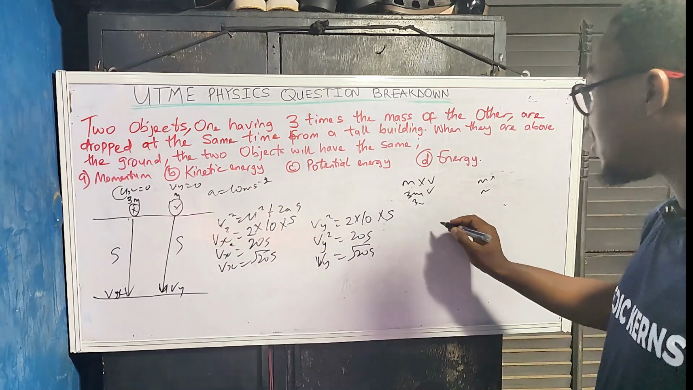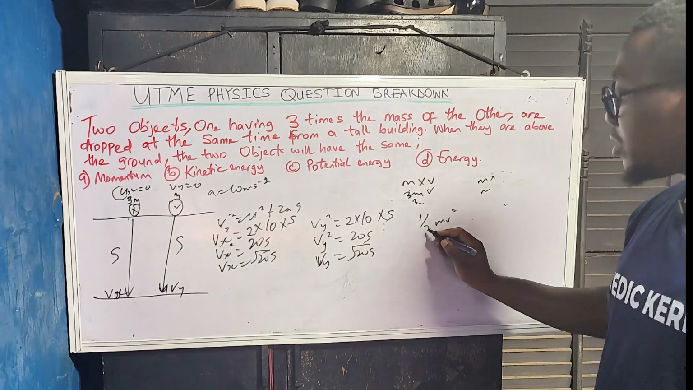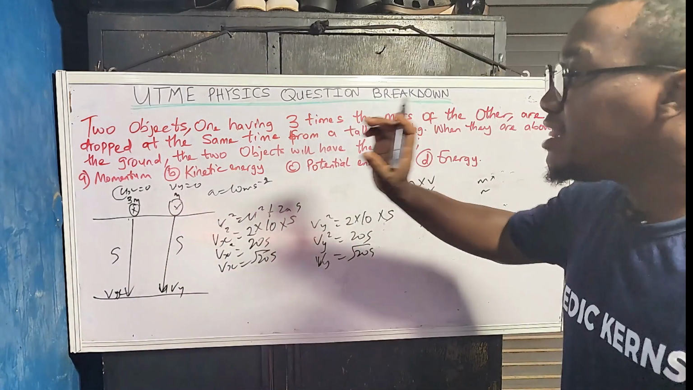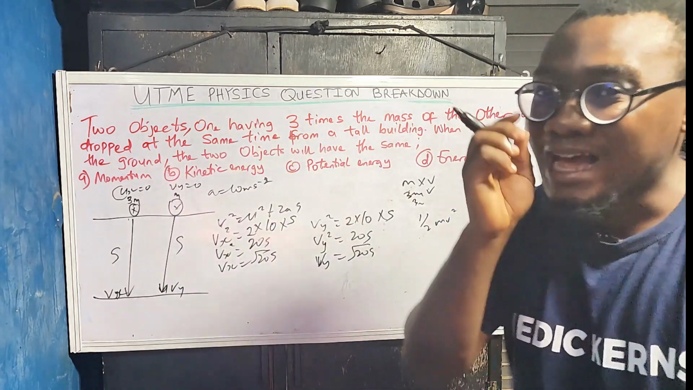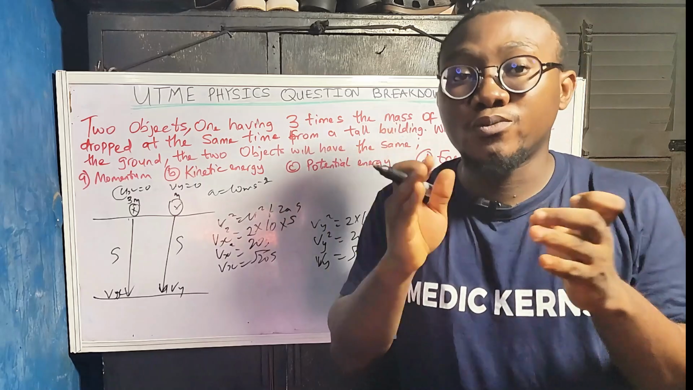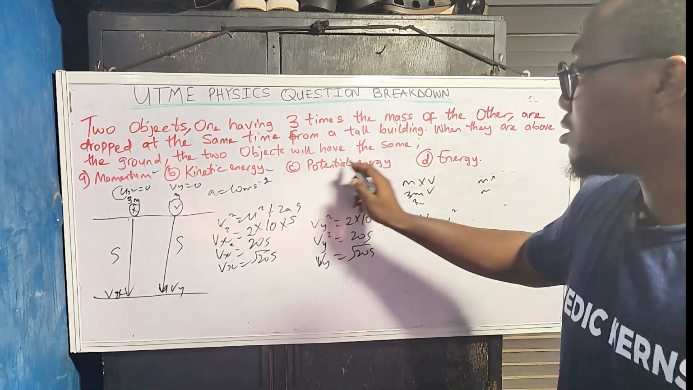The same for kinetic energy. Calculating kinetic energy is half mv squared. Since there is m there as well, you don't need to stress yourself. Any quantity that you need to calculate for either of the objects that has mass in it, just know that they will not be the same because the mass of both objects is not the same. So none of these options are correct.